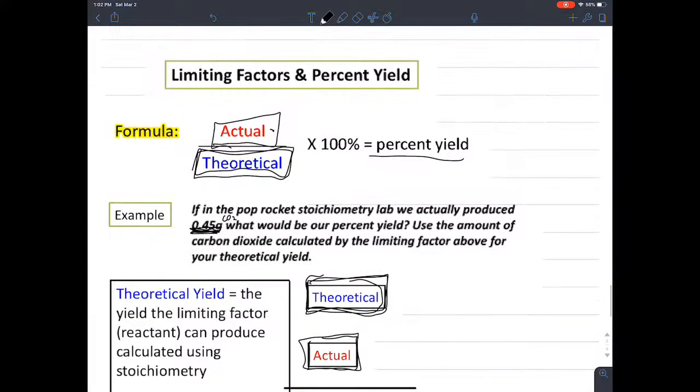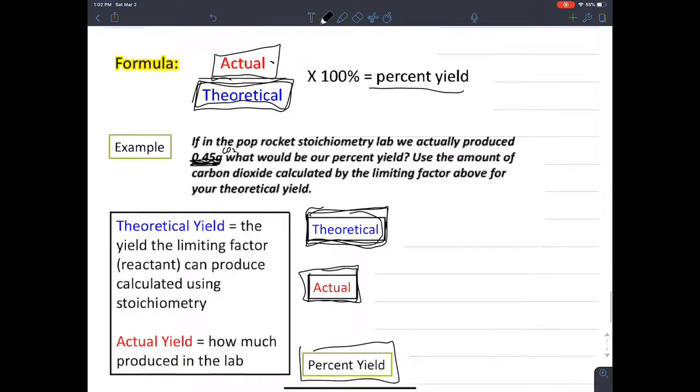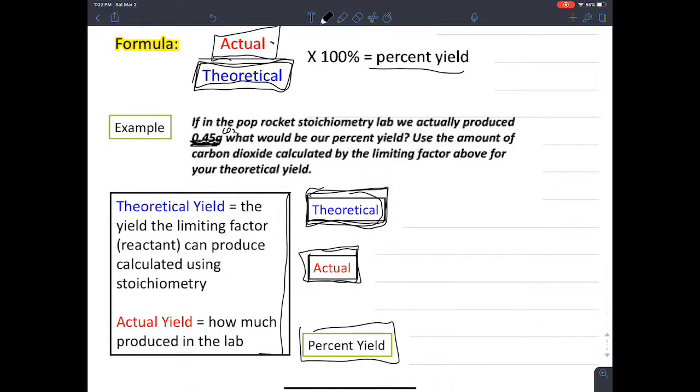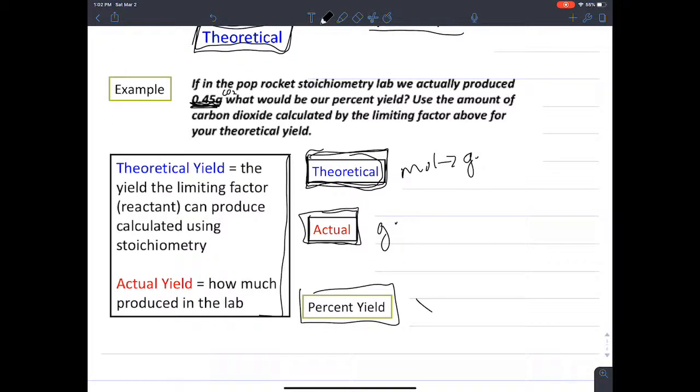Okay, and on that page, I expect this all written in: the formula, the example, and the definition of the theoretical yield and actual yield. And then I expect to see the math converting moles to grams here, the grams from our question up here, and then the math done out to get the actual percent yield. All right, and it will be wonderful.